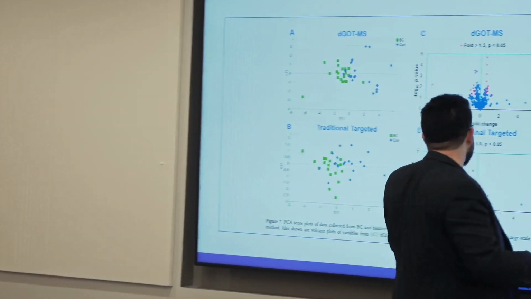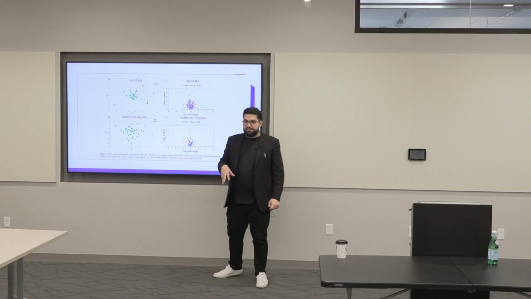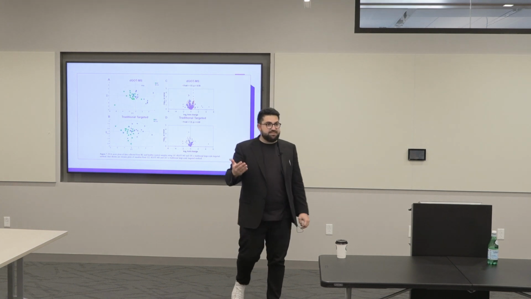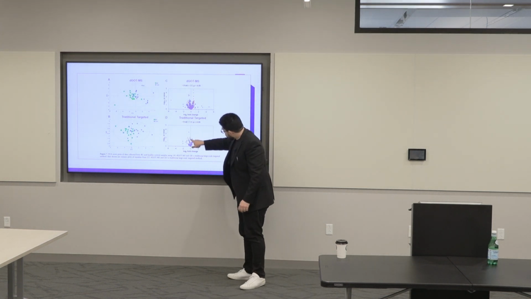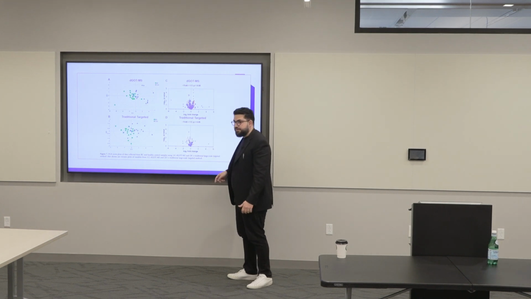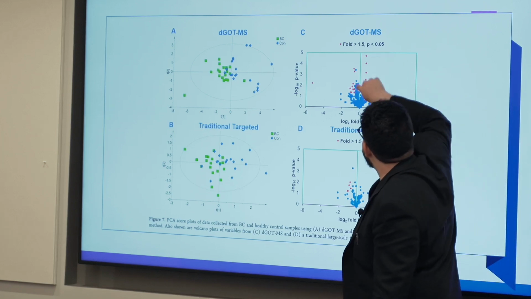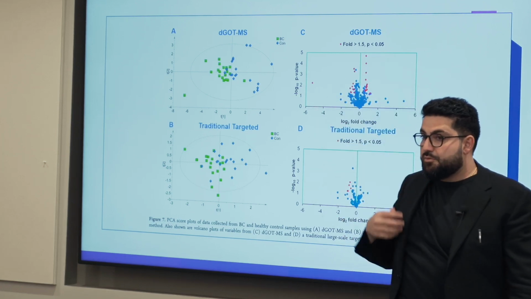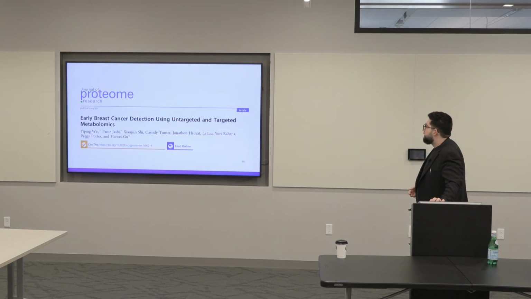What we see with the traditional targeted method, and this is a volcano plot where the fold change is set to more than 1.5, so at least a 50% increase or 50% decrease, and the significance is set at 0.05. This is how many biomarkers you would return with the traditional method, like the one we used in the first study. This is how many reliable, statistically significant biomarkers we're now able to return with this DGOT method.